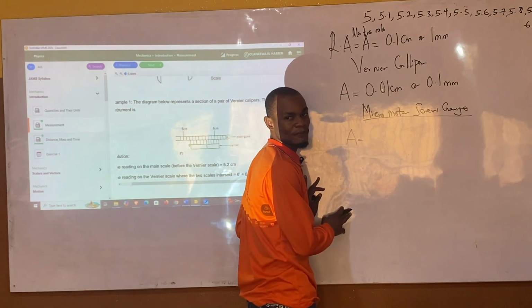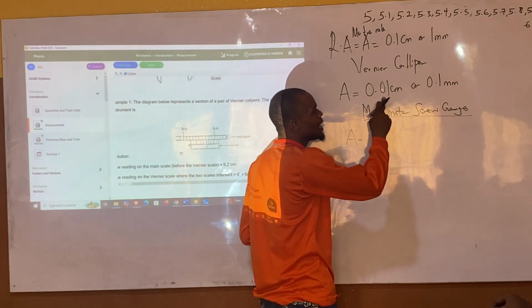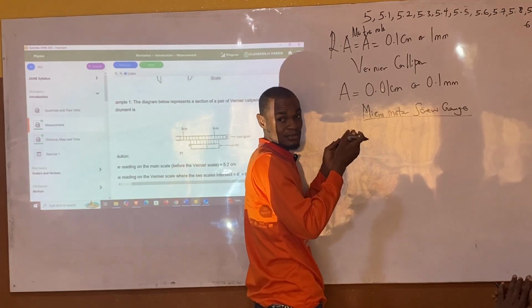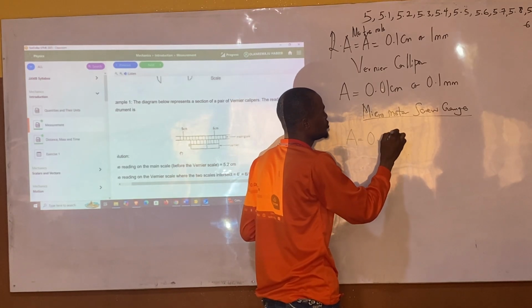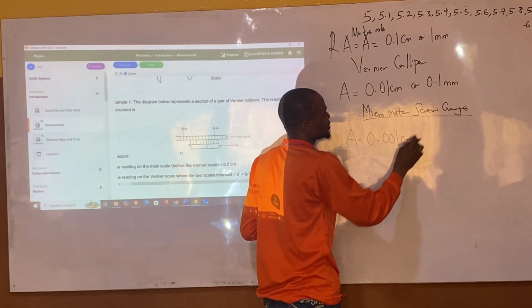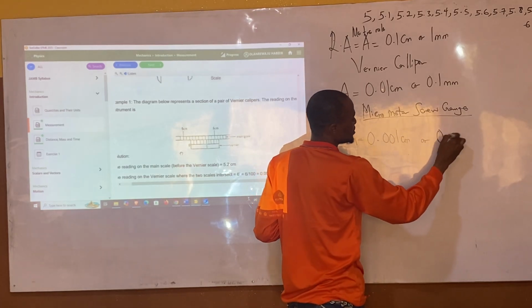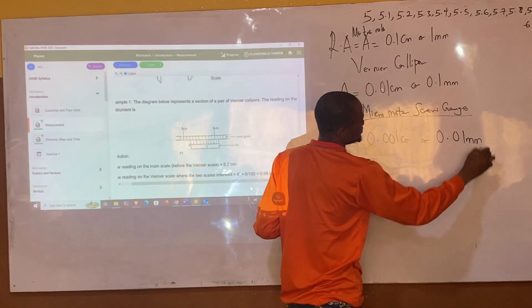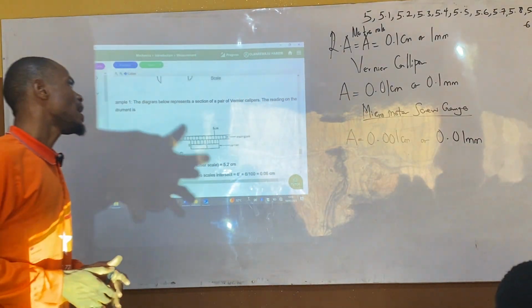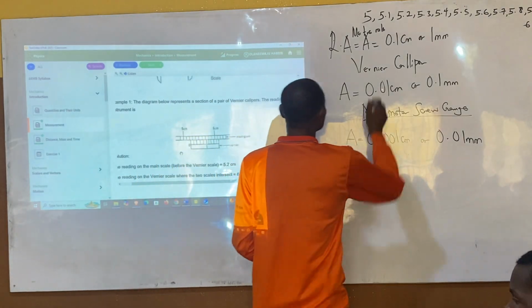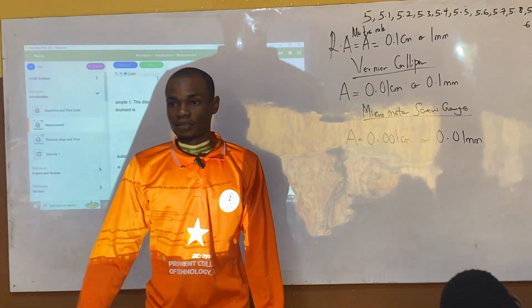What is the reading accuracy of micrometer screw gauge? I use this. This is how I studied mine. You increase the 0 by 0.001 centimeter. Increase this value by 0, or 0.01 millimeter. Okay. Now, what are we trying? We are reading the scale of vernier caliper, right?